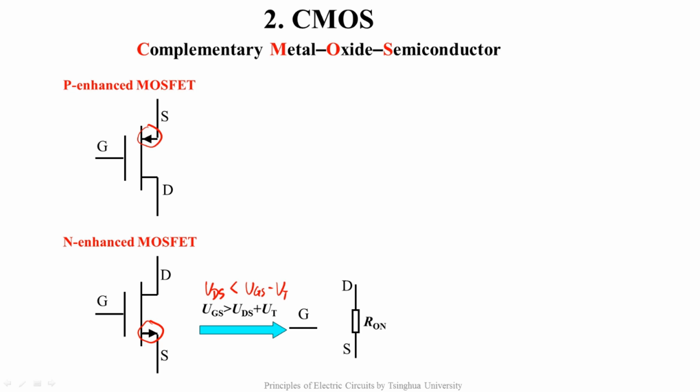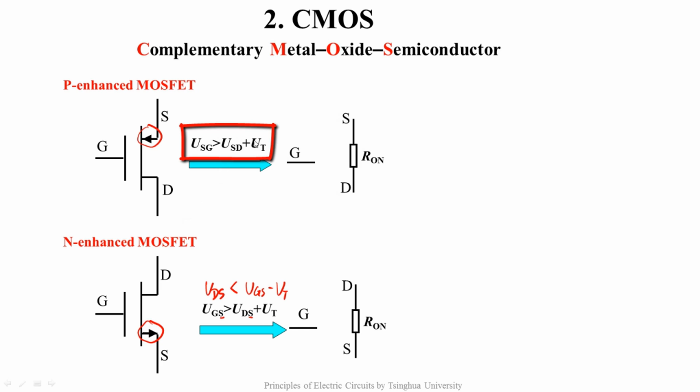The operation mechanisms of the N-channel MOSFET and P-channel MOSFET are basically similar. The difference is when the P-channel MOSFET is connected to the external power source, the S terminal is not connected to the negative electrode of the power source, but to the positive electrode of the power source. So its turn-on condition is that USG is greater than USD plus UT. With this condition, the MOSFET is turned on and acts as a resistor between its drain and source terminals. For distinguishment, the resistance is represented as R on P, and this is represented as R on N.